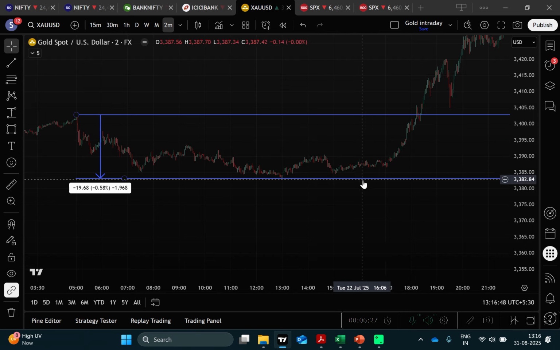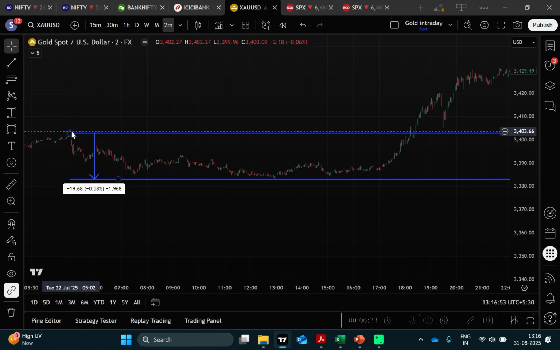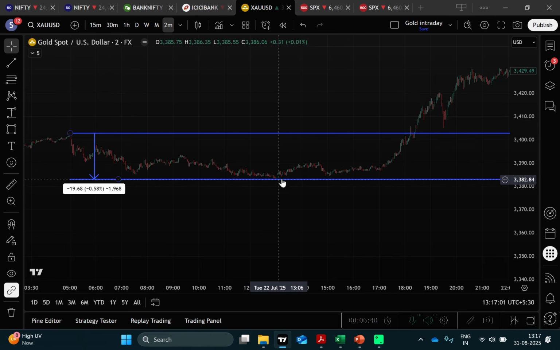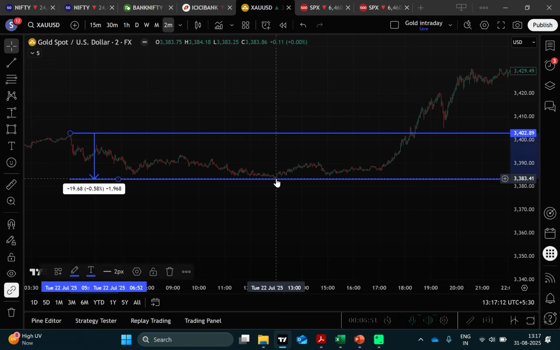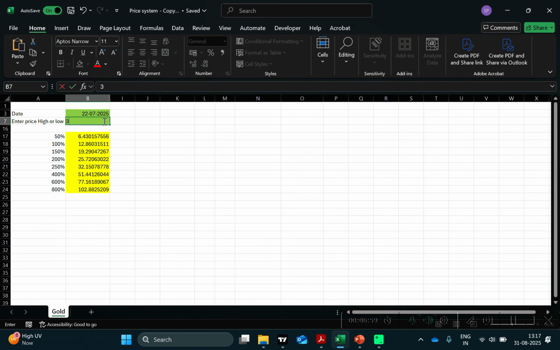This tool is actually designed to calculate the range of the day. I assumed that this is my high and calculated from here, but our day's low is this one, and then it broke the previous high of the day and started going up. So we should ideally calculate the range from this bottom. Let's see what this price is. This is 3383.